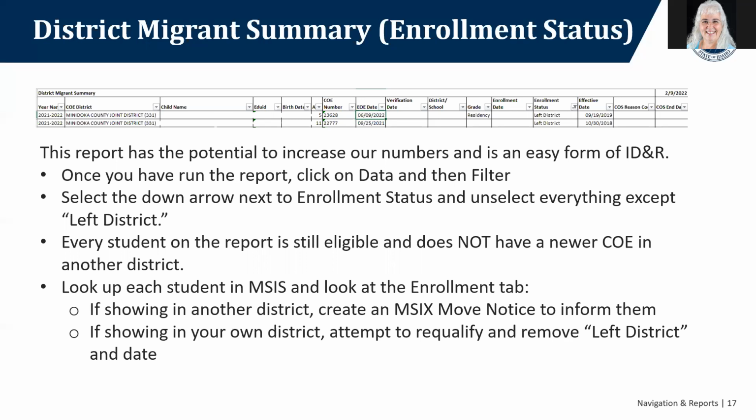So this report has the potential to increase our numbers and is an easy form of IDNR. It is as helpful a report as we have. Once you've run the report, it's in Excel, you would click on data and then on filter. Once you've filtered it, you're going to select the down arrow next to enrollment status. If you look over here, this is where I've clicked on the down arrow right next to enrollment status, and you're going to unselect everything except left district.